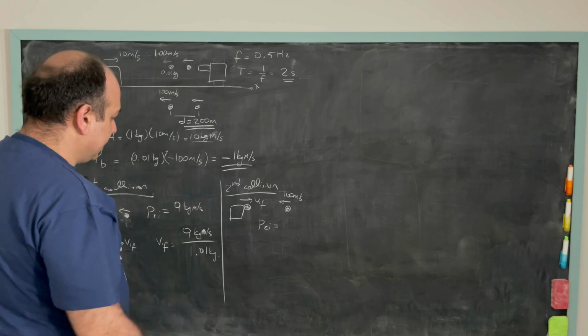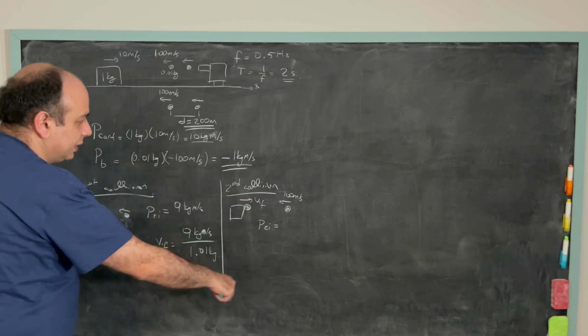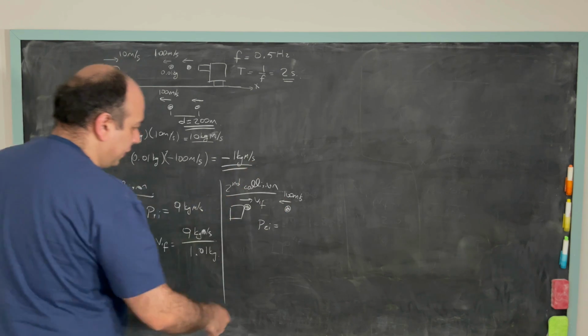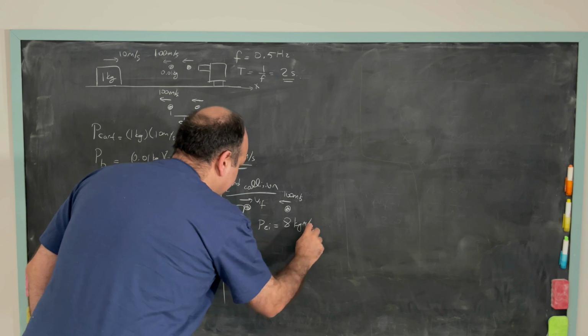So P2 initial is simply equal to 9 kilogram meters per second, and this is minus 1. You already found it. So P2 initial is simply 8 kilogram meters per second.